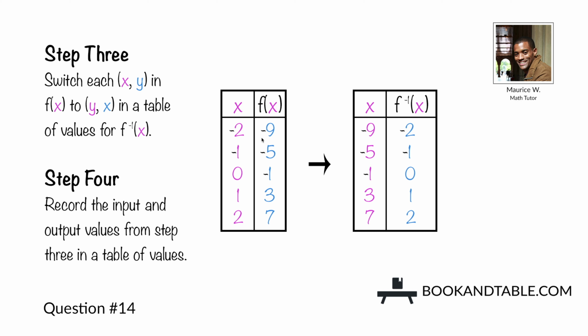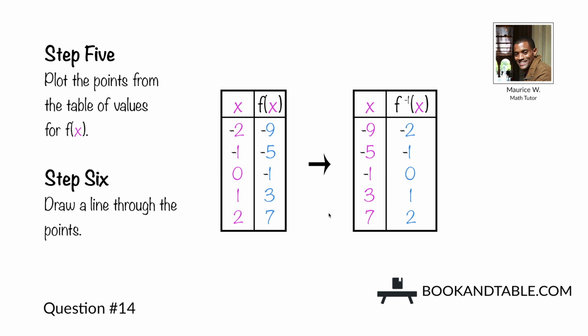So negative 2, negative 9 becomes negative 9, negative 2. Negative 1, negative 5 becomes negative 5, negative 1. 0, negative 1 becomes negative 1, 0. 1, 3 becomes 3, 1. And 2, 7 becomes 7, 2.